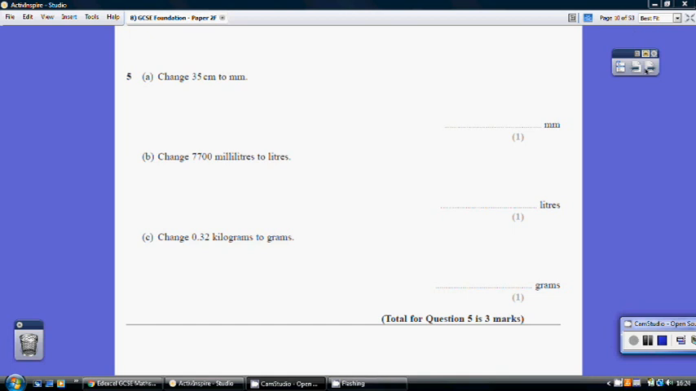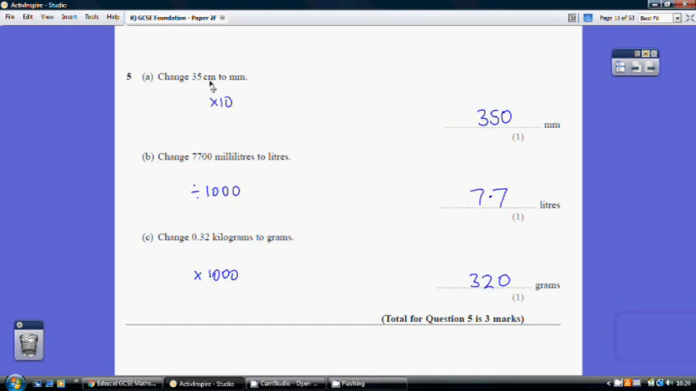Question 5. We're changing 35 centimetres to millimetres. Well, there are 10 millimetres in a centimetre, so you multiply by 10 to get 350. Now there are 1,000 millilitres in a litre, so you divide this by 1,000 to get 7.7. And there are 1,000 grams in a kilogram, so you multiply 0.32 by 1,000 to get 320.